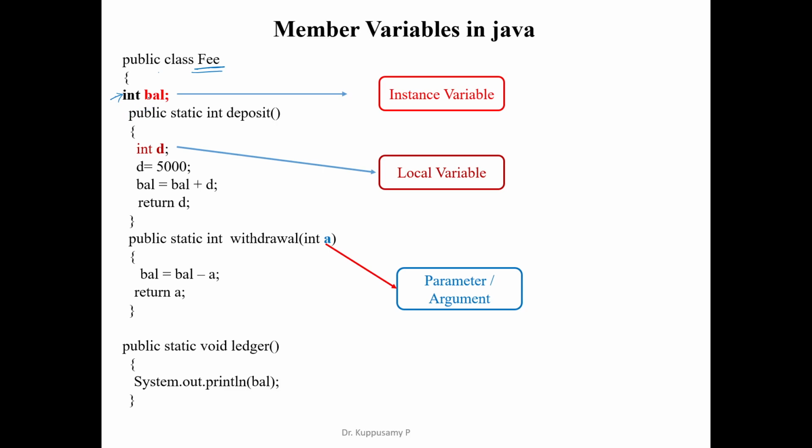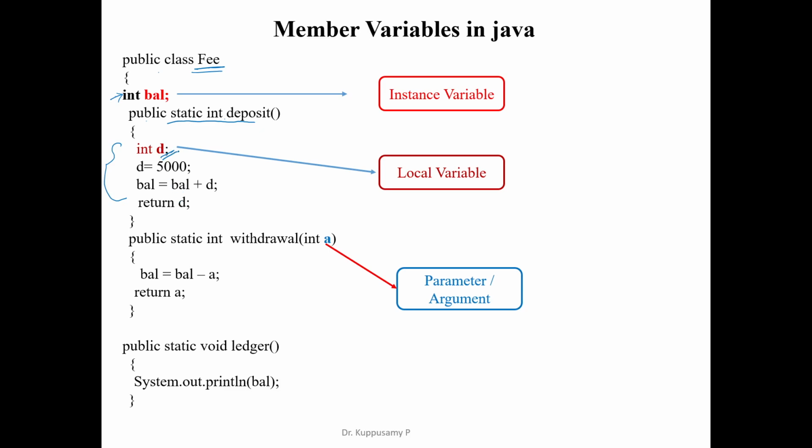So here, this is an instance variable declared inside the class. Then the method deposit is defined as a public static integer deposit. There are four statements available inside the deposit method.